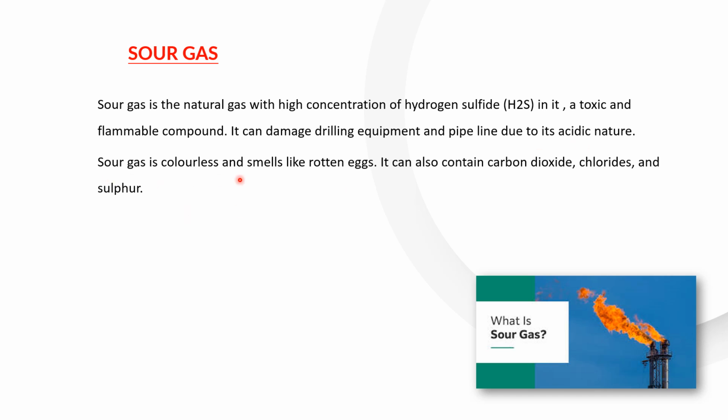Sour gas is colorless and smells like rotten egg, like H2S. Okay, because H2S also smells like rotten egg. So sour gas also smells like rotten egg. It can also contain carbon dioxide, chlorides, and sulfur.